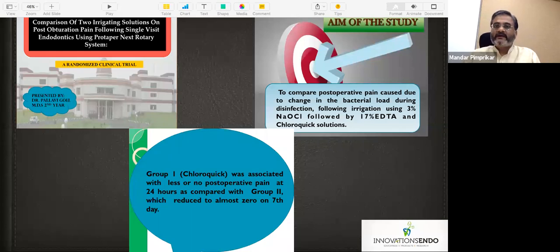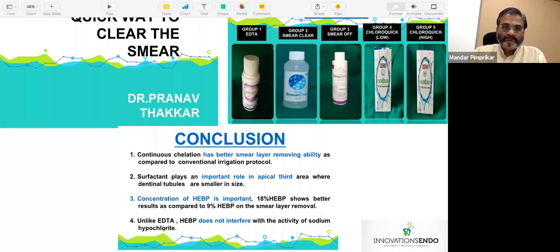Now there were some studies done by postgraduates in our country, and earlier the continuous chelation solution was Chloroquick. Now it is Twin Clean. So they found that there is less or no post-operative pain because you're not allowing any accumulated hard tissue debris to generate, and you're constantly dissolving it, you're constantly augering it out. So there is no bacterial load or accumulated hard tissue load on the tooth. Another study which got published, this was by Dr. Pranav Thakkar, also compares with EDTA, and there was better smear layer removal.